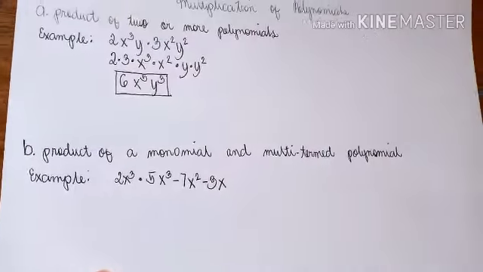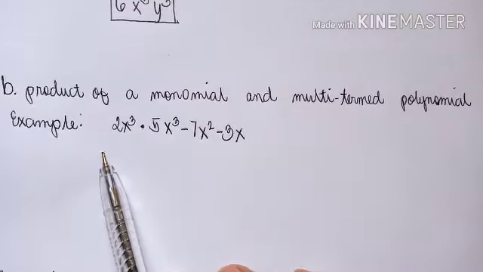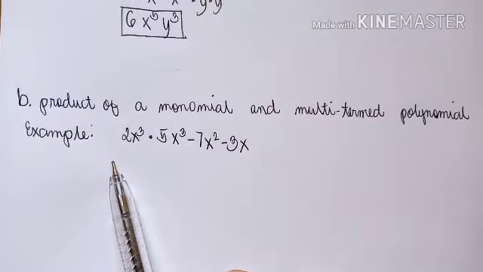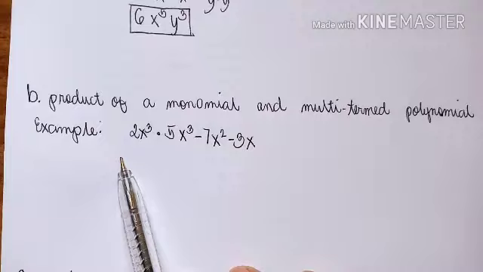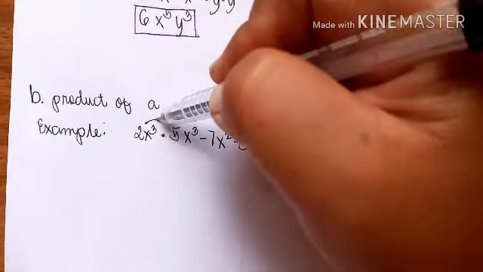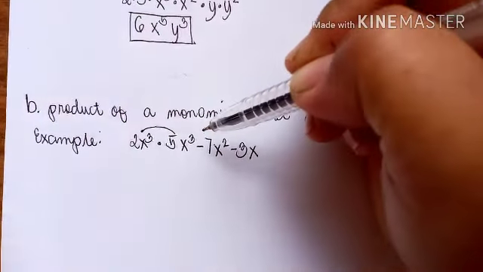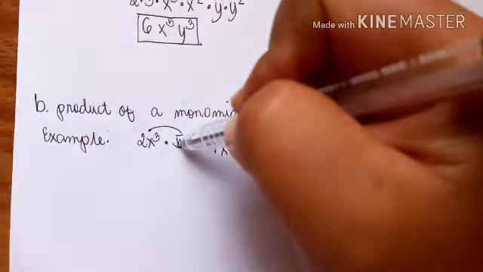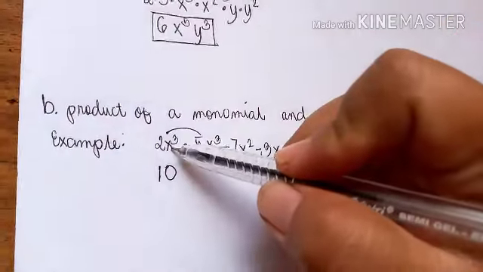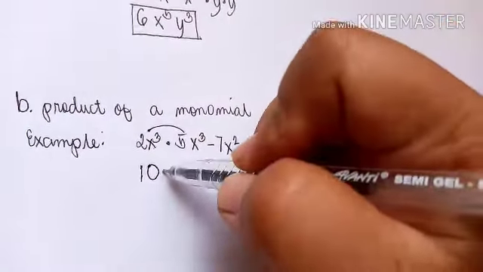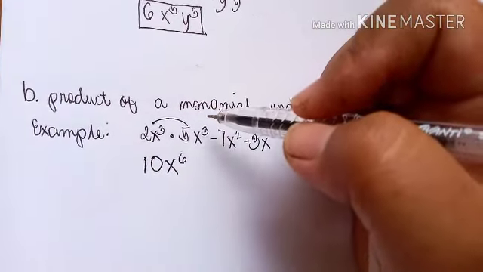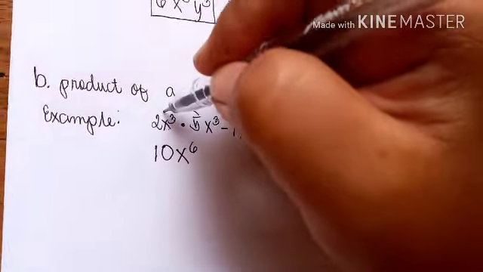Now let's go to the second. We encounter this kind of problems in multiplying polynomials. We're just going to do the distributive property, meaning we're gonna multiply your 2x cubed to the 5x cubed first. So 2 times 5, that is 10. X cubed times x cubed, that would be x raised to 6. That's your first term. Now let's do the second term.